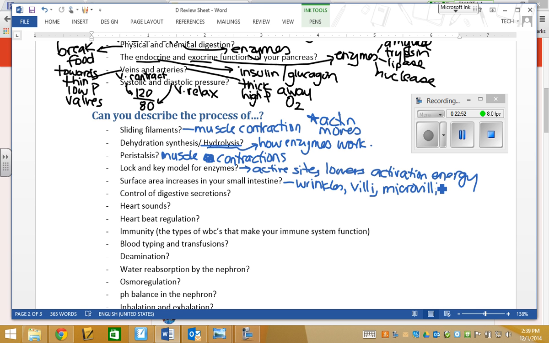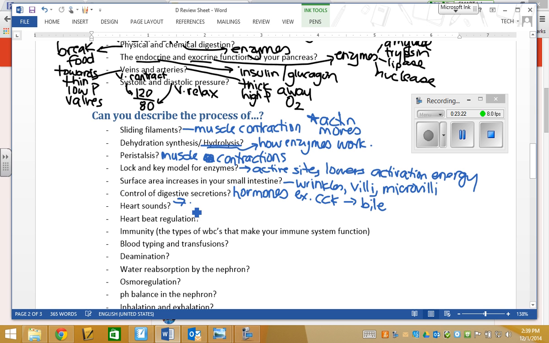Now, when we're talking about control of digestive secretions, think about the hormones that play a role. For example, CCK is the hormone that stimulates bile to be produced. Now, your digestive system can also be controlled just by your thoughts. That's how your saliva is produced a lot of the time. But there are a few specific hormones that I could ask about here.